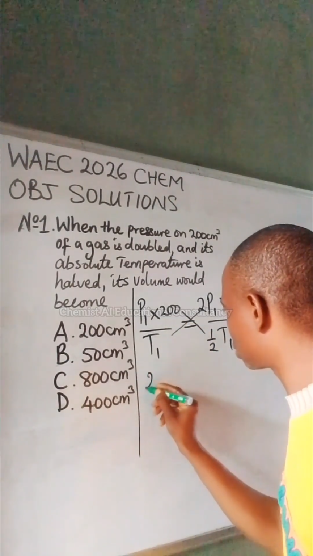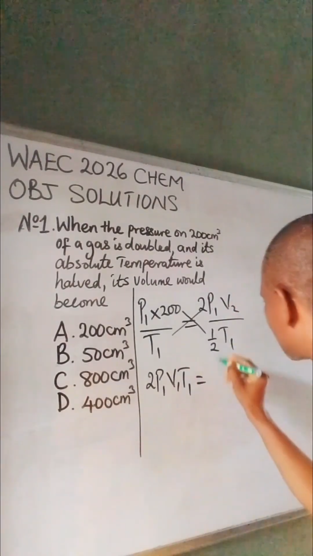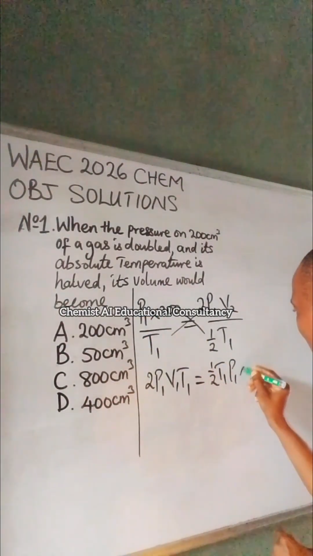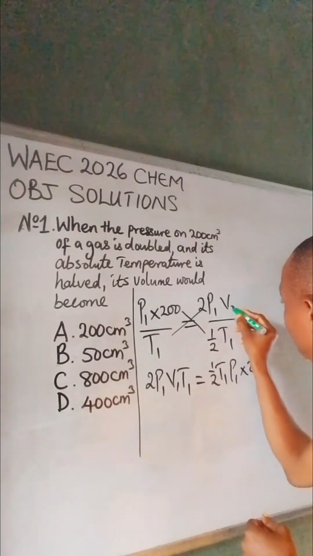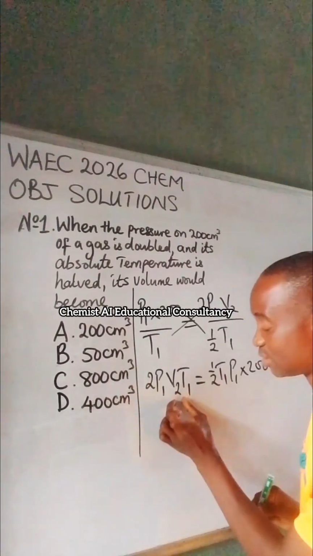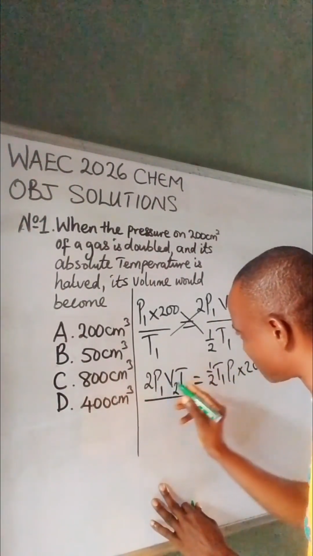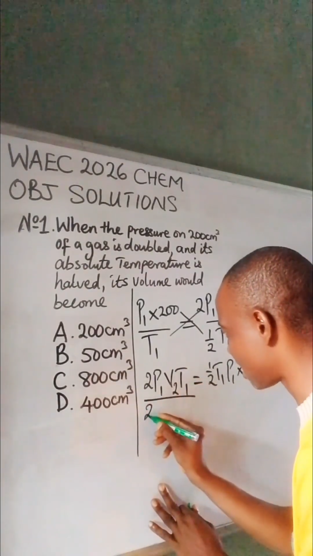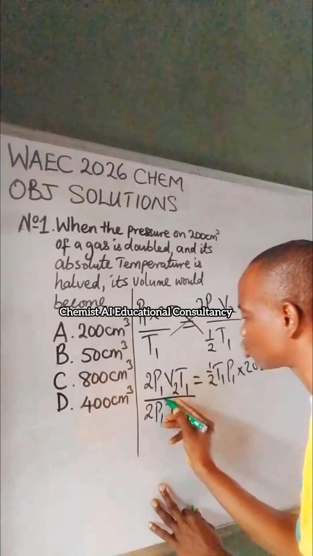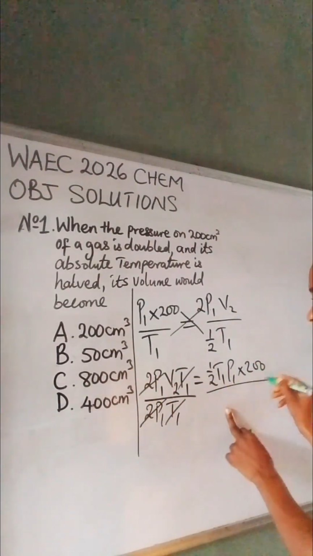So we go 2P1 V1 times T1 equals half T1 P1 times V2. Sorry, V2 here, not V1. Now you are looking for V2, right? Meaning that you will divide this by the neighbors of V2, which are 2P1 T1. So that 2P1 will cancel 2P1 and T1 will cancel T1. You do the same thing here.